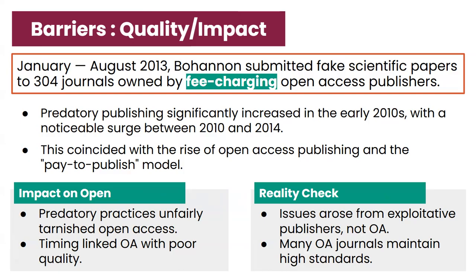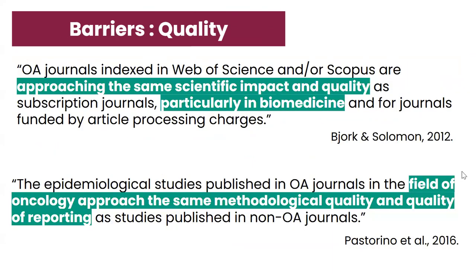However, it's important to distinguish reality from perception. The issues highlighted by the Bohannon study were not about open access itself, but about the exploitative publishers abusing the system. Meanwhile, many reputable open access journals continue to maintain rigorous peer review processes and uphold high standards. So, while this period was challenging for open access, it also underscores the importance of identifying and supporting legitimate open access publishing practices. Okay, switch for me, Bailey.